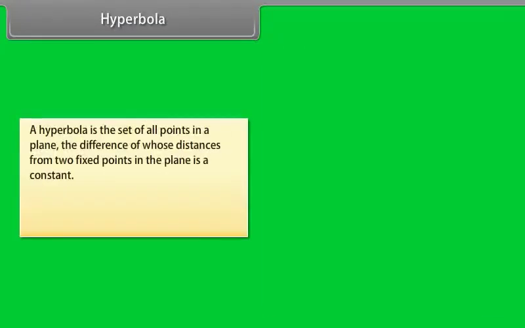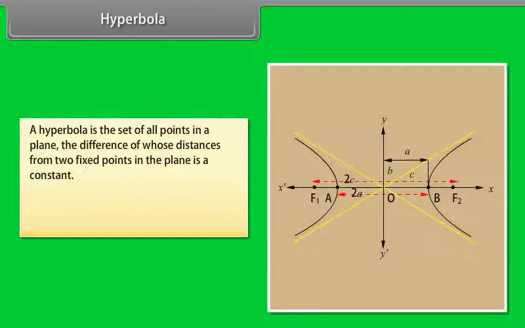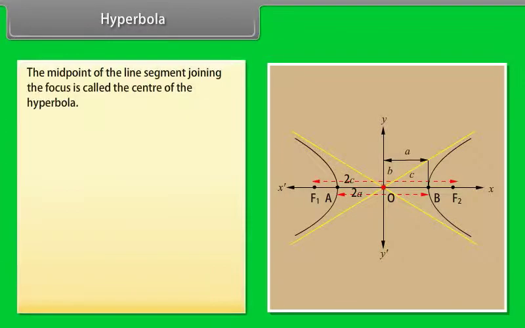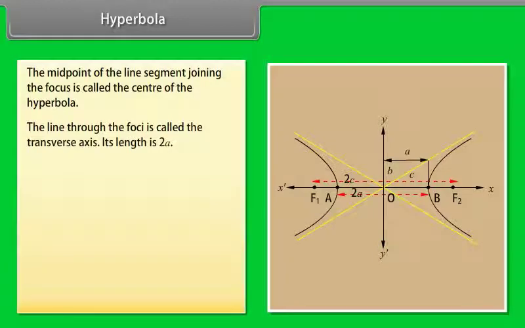Hyperbola. A hyperbola is the set of all points in a plane, the difference of whose distances from two fixed points in the plane is a constant. The two fixed points are called the foci of the hyperbola. The midpoint of the line segment joining the foci is called the center of the hyperbola. The line through the foci is called the transverse axis.